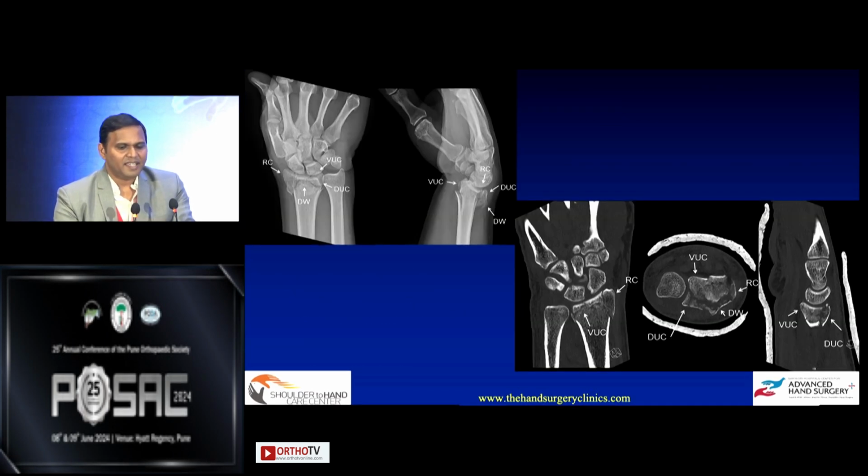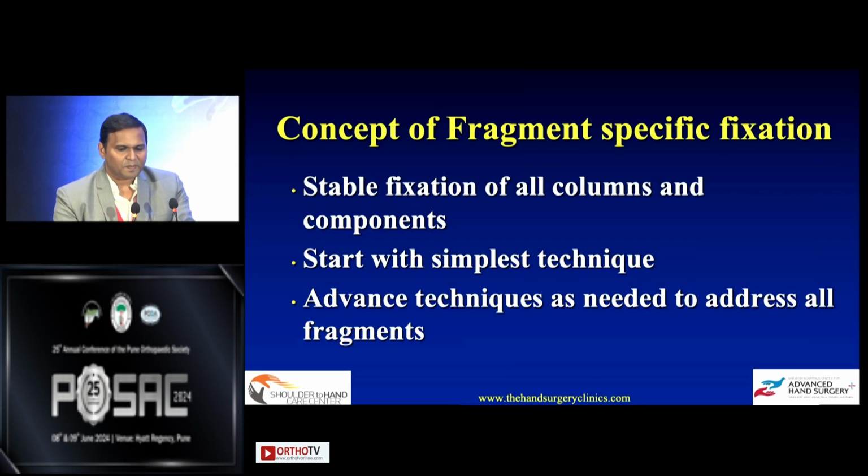It's very easy for one to identify these different fragments, and they help us to decide the fixation that we are able to use in distal radius fractures. The concept of fragment-specific fixation is that we should achieve a stable fixation of all columns and its components. We should start with the simplest techniques such as buttress plating, and sometimes we might even need to use advanced techniques such as spring plate as and when needed to address fixation of all fragments.